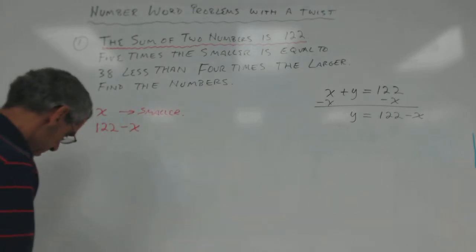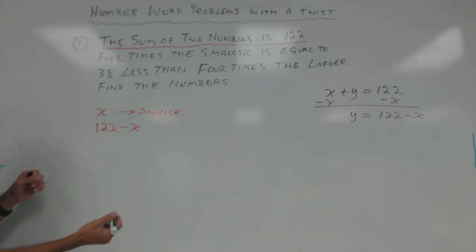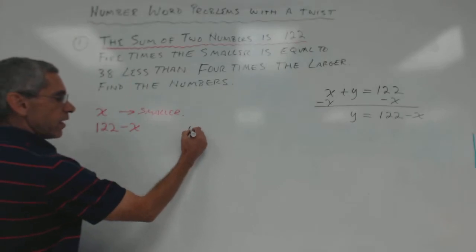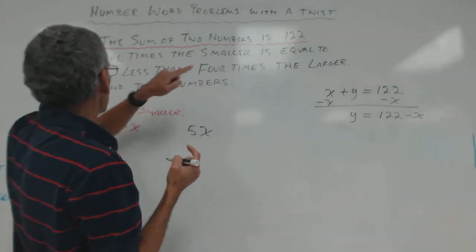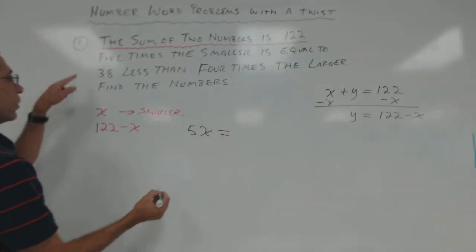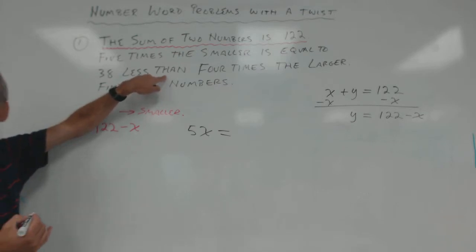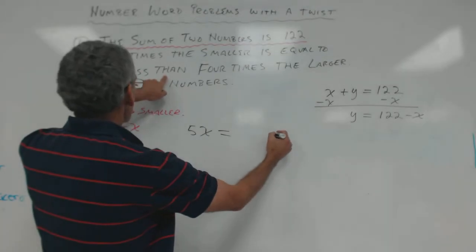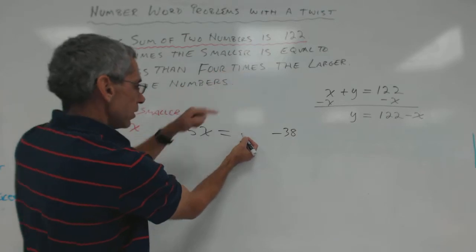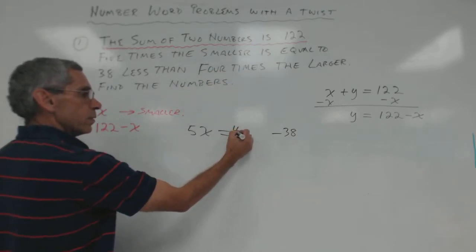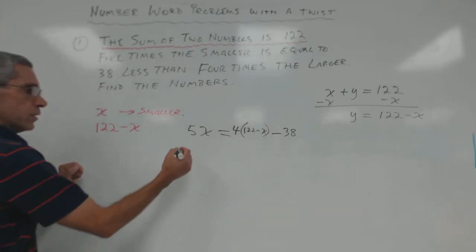So now, I'll use my black again. The sum of two numbers is 122. 5 times the smaller. How would I write that? 5x. Okay. 5 times the smaller equals 38 less than. Where do I put that? To the right. So it's minus 38, right? What do I put in this blank spot? 4 times the larger. How do I write that? 4, then in parentheses 122 minus x. Beautiful.